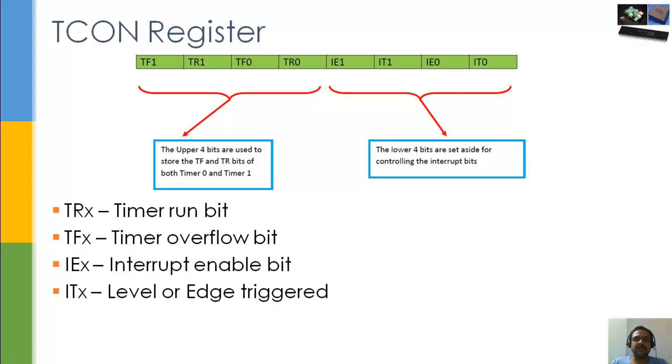The moment the timer overflows, this TF flag will be set to 1. Okay, we'll see about that in detail when we program in Keil. So this is the upper 4 bits common to timer 0 and timer 1. What are these lower 4 bits?